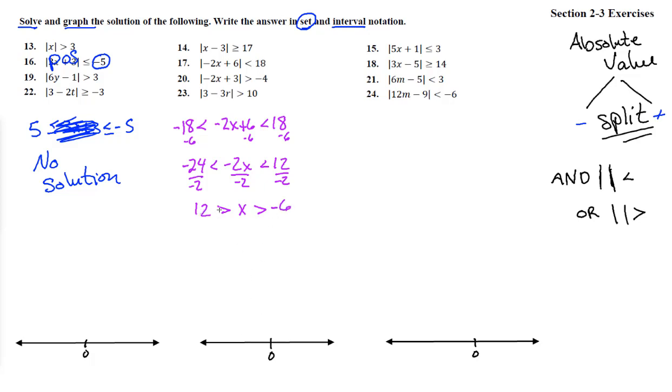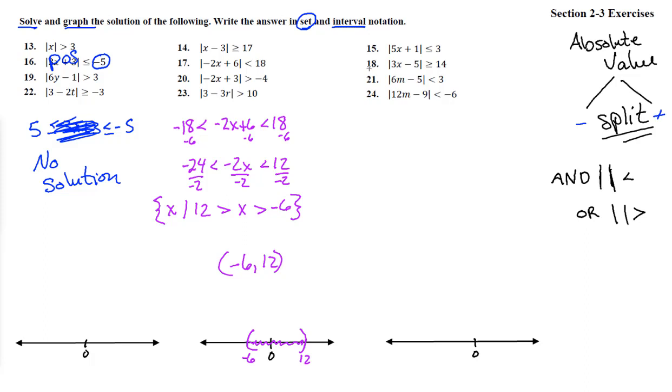And notice this makes sense. If we didn't switch it, that would not make sense to have negative 6 bigger than 12. So there's a 12 here, and there's a negative 6 here, and x is in between these two. And do we include the endpoints? No. So it is a parentheses, much like an open circle. So we have negative 6 to 12, like that. And let's write the set notation, interval, and graph.